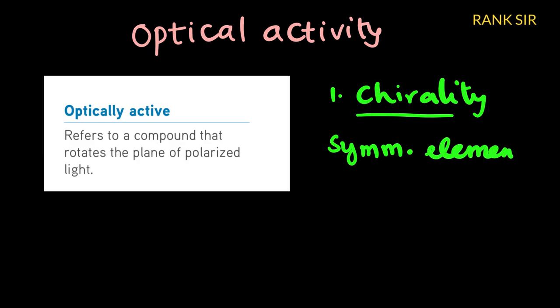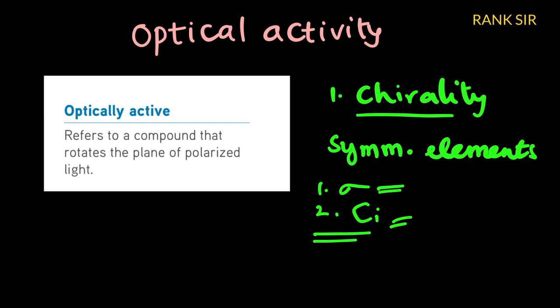What are the symmetry elements? One is the plane of symmetry, denoted with sigma. The second one is the center of symmetry, denoted with Ci. Axis of symmetry and alternate axis of symmetry are also present, but mainly these two are involved in deciding whether a compound is chiral or achiral. So you have to focus on these two.